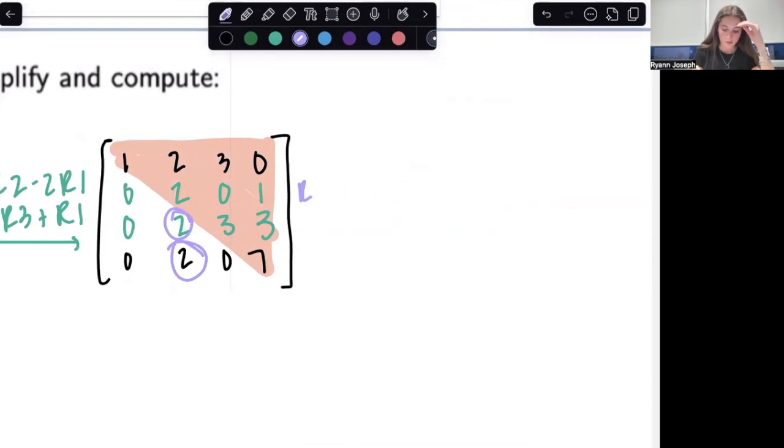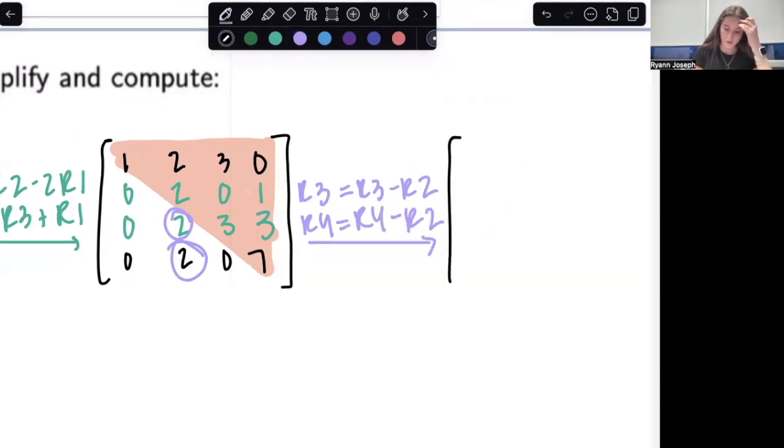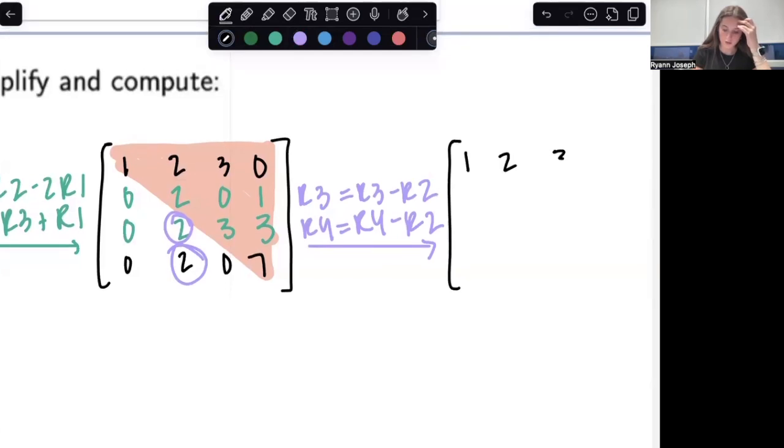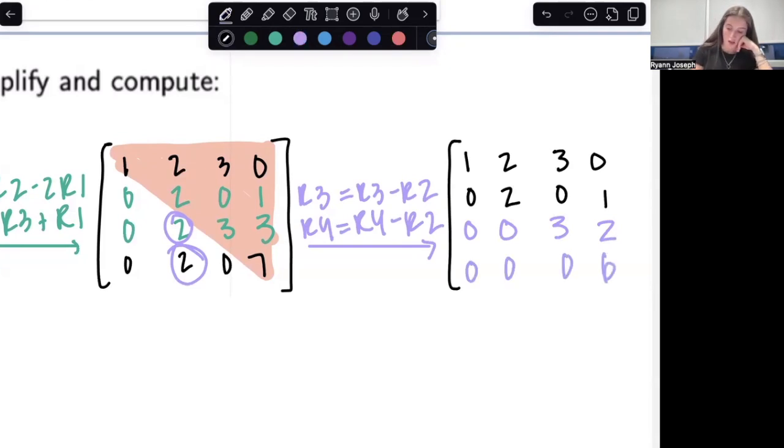So row 3 is equal to row 3 minus row 2, and then row 4 is equal to row 4 minus row 2. So row 1 and row 2 stay the same, 1, 2, 3, 0, 0, 2, 0, 1. Then row 3 is 0 minus 0, 2 minus 2, 3 minus 0, 3, 3 minus 1 is 2. And then my fourth row is also row 4 minus row 2, so 0 minus 0, 2 minus 2, 0 minus 0, and then 7 minus 1 is 6. Amazing, now I have that upper triangle.